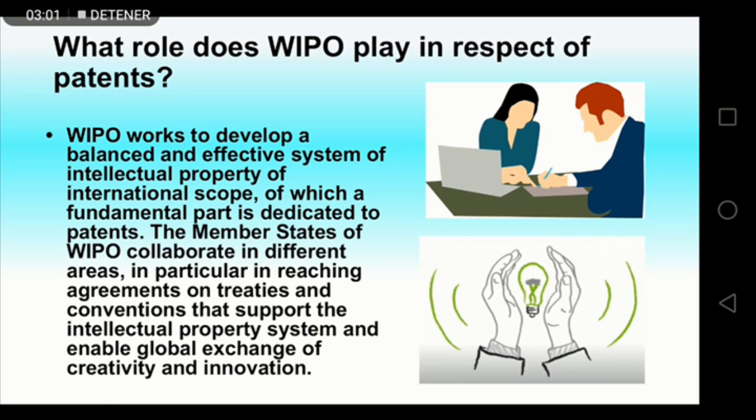What role does WIPO play with respect to patents? WIPO works to develop a balanced and effective system of intellectual property of international scope, of which a fundamental part is dedicated to patents. The member states of WIPO collaborate in different areas, in particular in reaching agreements on treaties and conventions that support the intellectual property system and enable global exchange of creativity and innovation.